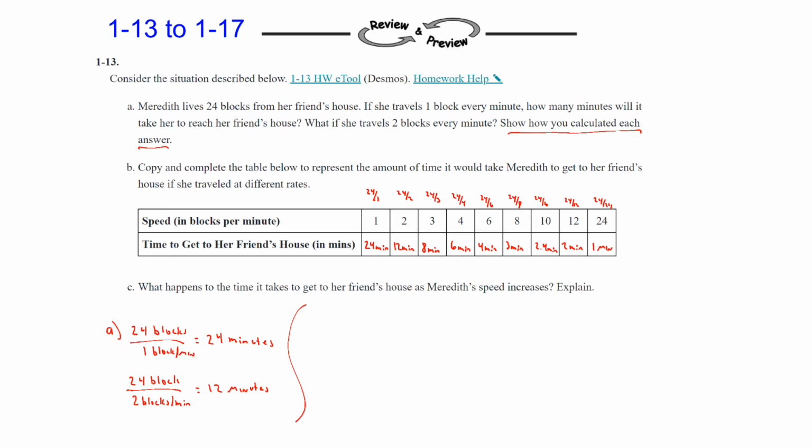So we're good there. Part C, what happens to the time it takes to get to her friend's house as Meredith's speed increases? Well, if you're increasing your speed, it's going to take you less time to get to her friend's house. So what's going to happen to the time? The time is going to decrease. Now the second part of this is to explain that. So make sure, I'm not going to write it down, but make sure you explain why that is happening. So as once again, Meredith's speed increases, why is it that the time decreases?